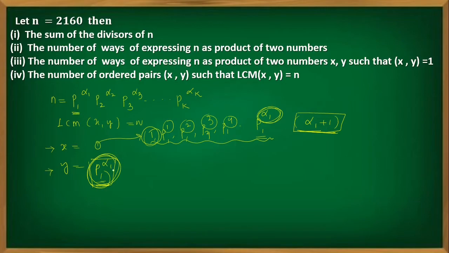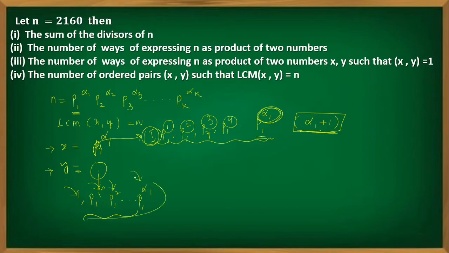But there is another way of doing the same thing. What? Instead of taking p1 to the power of alpha 1 in y, you can take p1 to the power of alpha 1 in x. If you take p1 to the power of alpha 1 in x, then in place of y, what can you take for p1? You can take 1, you can take p1 power 1, you can take p1 square, up to p1 to the power of alpha 1 in y, right? So these are the choices you have for p1. So how many choices again? Alpha 1 plus 1.